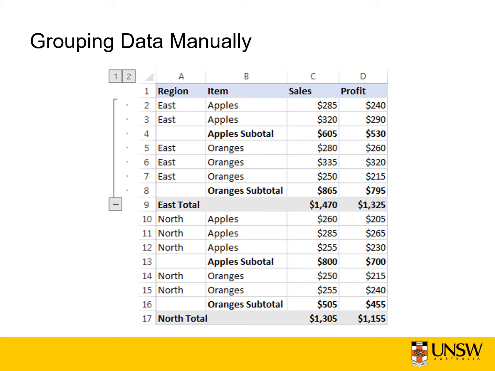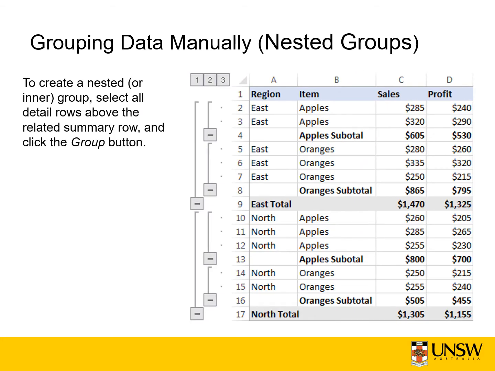When you group by row, a bar will be added on the left side of the selected cells. In a similar manner, you can create as many groups as necessary. If you need to create another group inside the main groups, you just need to select all detailed rows above the related summary row and click the Group button. For example, to create the Apple group within the East region, select rows 2 and 3 and click Group.